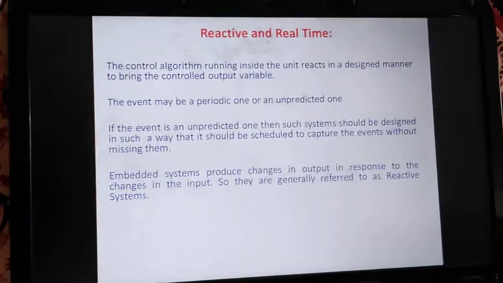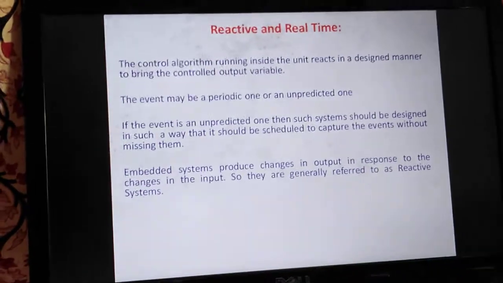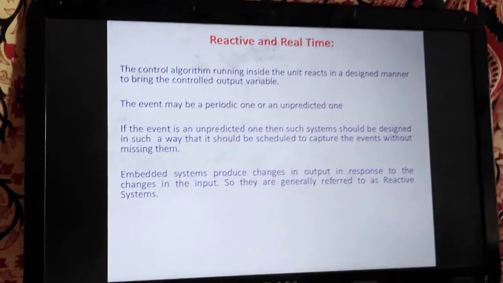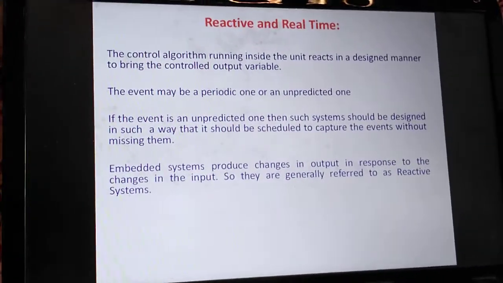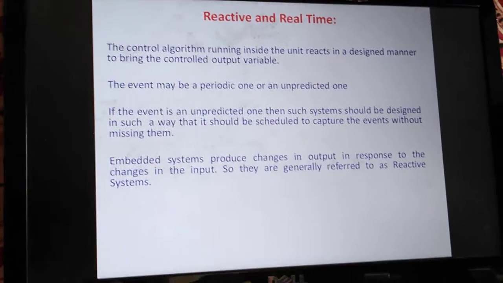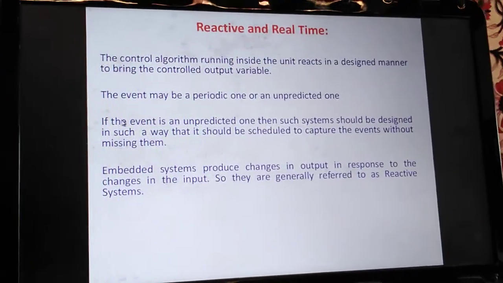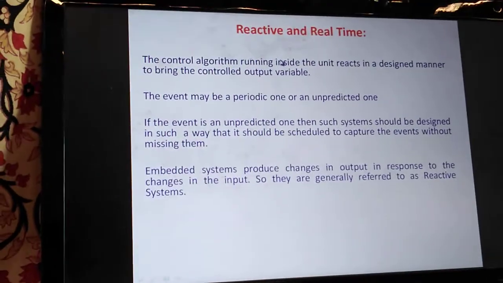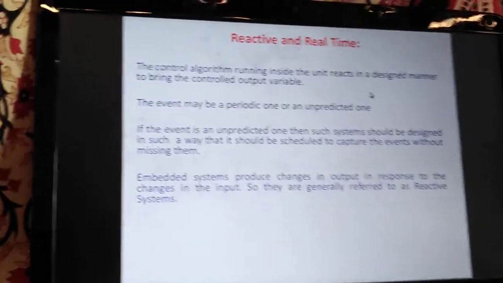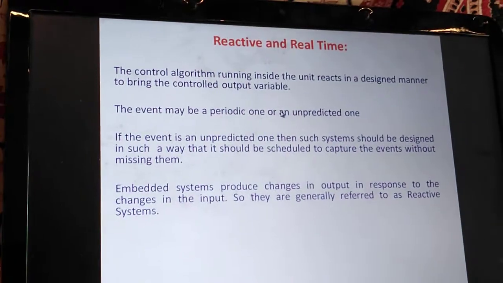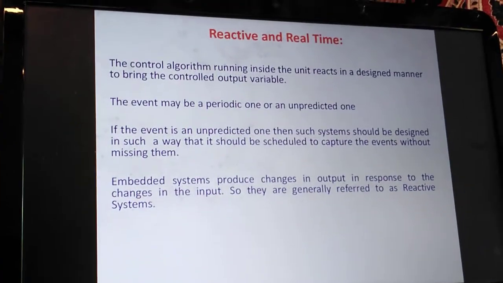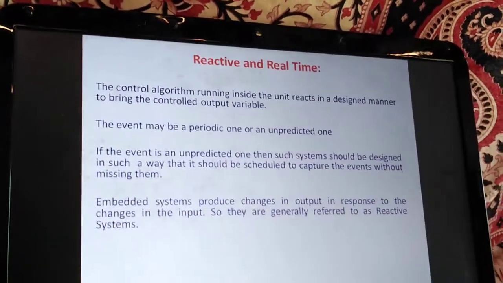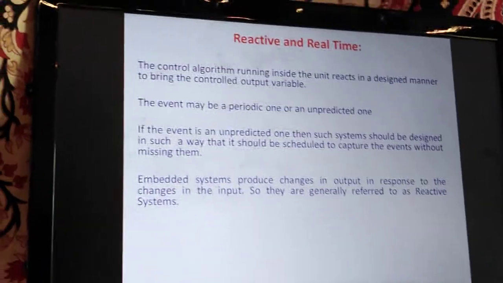If it is an engine control unit, as soon as you want to change the speed or torque, the automobile should respond to that input and change the torque or speed of the vehicle as per the driver's requirement. The control algorithm, which is software running inside that machine, should react in a designed manner. It is designed by a designer to bring the controlled output. What is the controlled output? For example, in an air conditioner, temperature may be the controlled output. In a vehicle, it may be torque or speed.